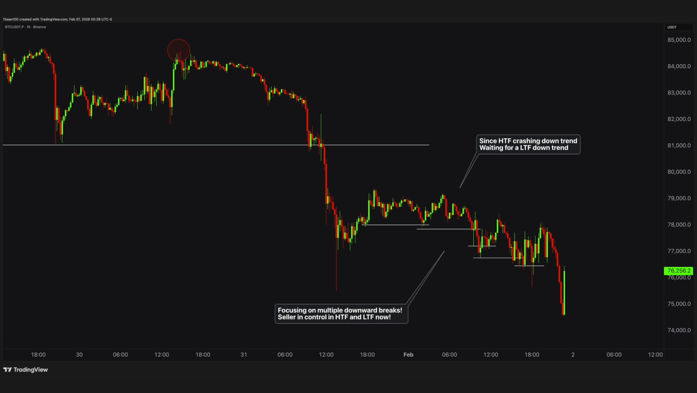When the flow is aligned and moving in sync in the same direction, this will dramatically increase your chances of winning trades.